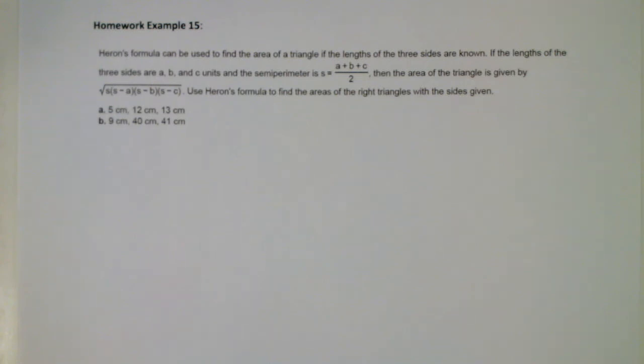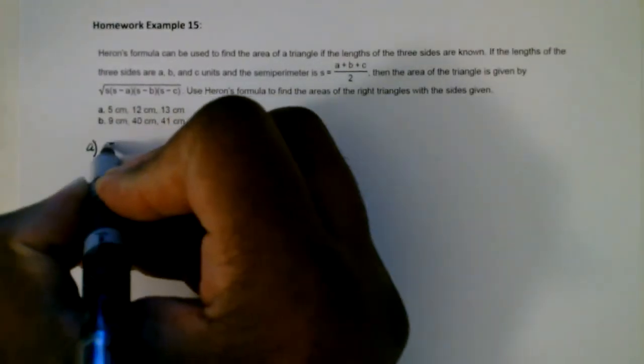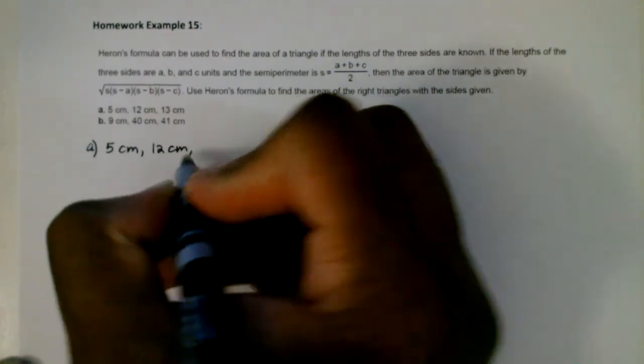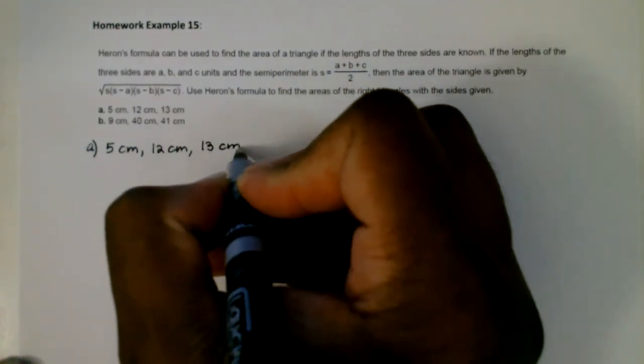S minus C. Here we're going to use Heron's formula to find the areas of the right triangles with the sides given. So in this case here in part A, we've got 5 centimeters, 12 centimeters, and 13 centimeters. So I'll start with that. 5 centimeters, 12 centimeters, 13 centimeters.